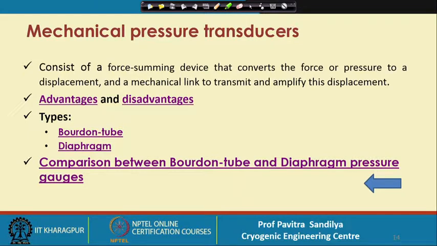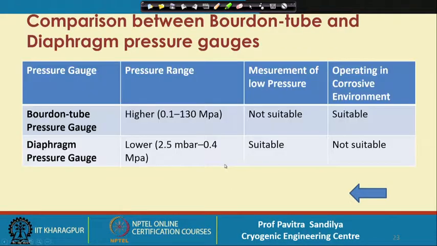Now let us make a quick comparison of the Bourdon tube with the diaphragm pressure gauge. Here we see that the Bourdon gauge can go for a higher pressure range, about 1 atmosphere to about 1300 atmosphere, but the diaphragm gauge goes for a lower pressure range, we can see it go up to the millibar pressure range. Then if we want to measure low pressure, we will go for the diaphragm type, and this Bourdon gauge can operate in corrosive environment, whereas diaphragm is not suitable for corrosive environment.